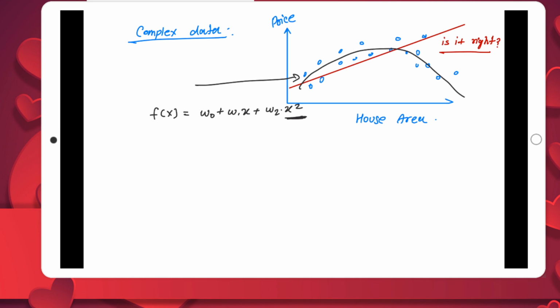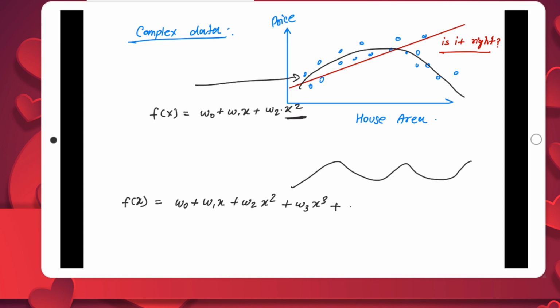But let's say if you have something fitting like this, then how would you do that? With this, you can even increase the degree of the polynomial. So there you can say f(x) is equal to w0 plus w1 into x plus w2 x square plus w3 x cube and so on. So that is going to be a polynomial fitting. All right.